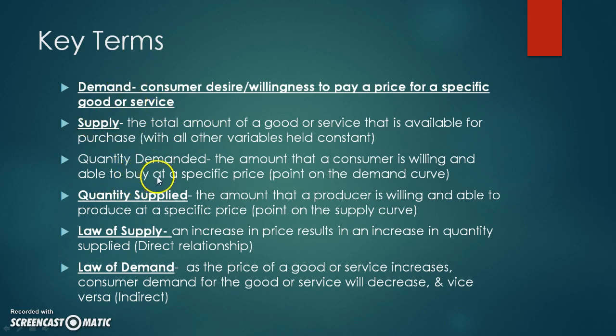We have quantity demanded, the amount that a consumer is willing and able to buy at a specific price. We'll find out later that is a point on the demand curve. We have quantity supplied. Again, we'll find out later it's a point on the supply curve, but is defined as the amount that a producer is willing and able to produce at a specific price. We have the law of supply, which is defined as an increase in price results in an increase in quantity supplied. And we have the law of demand, which is as the price of a good or service increases, consumer demand for the good or service will decrease, and vice versa.